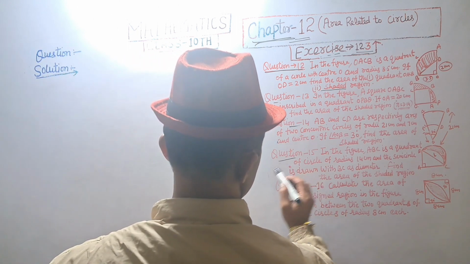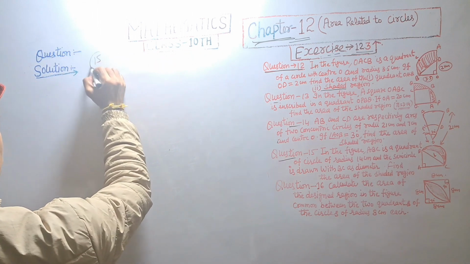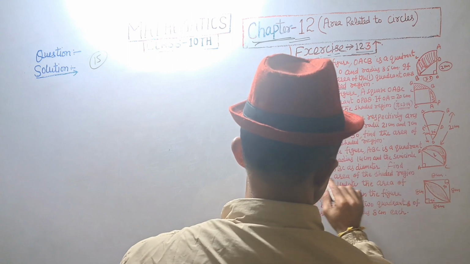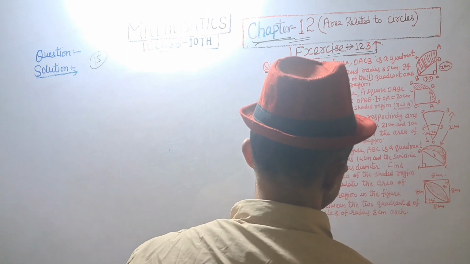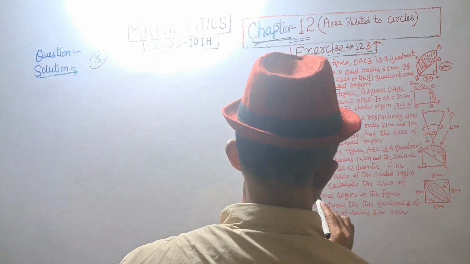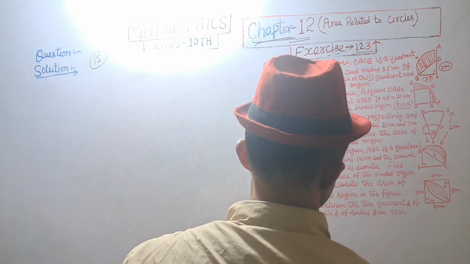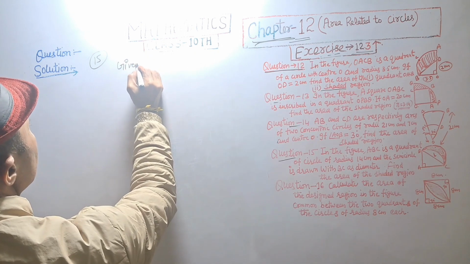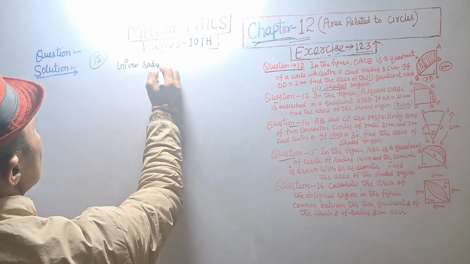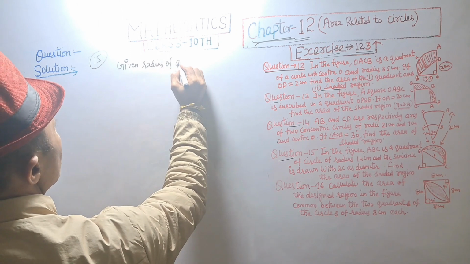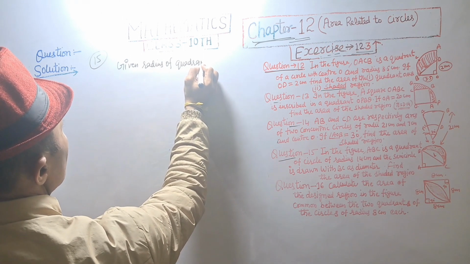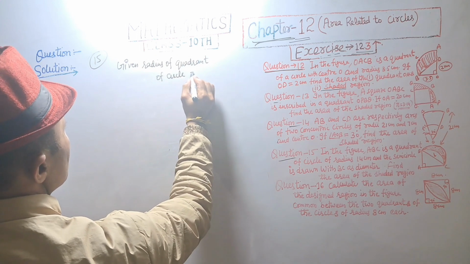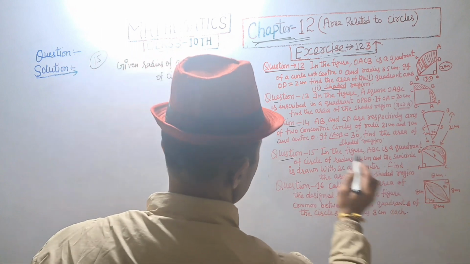Question number 15. In the figure, ABC is a quadrant of circle of radius 14 centimeter and semicircle is drawn with BC as diameter. Find the area of the shaded region. Given radius of quadrant of circle is equal to 14 centimeter.